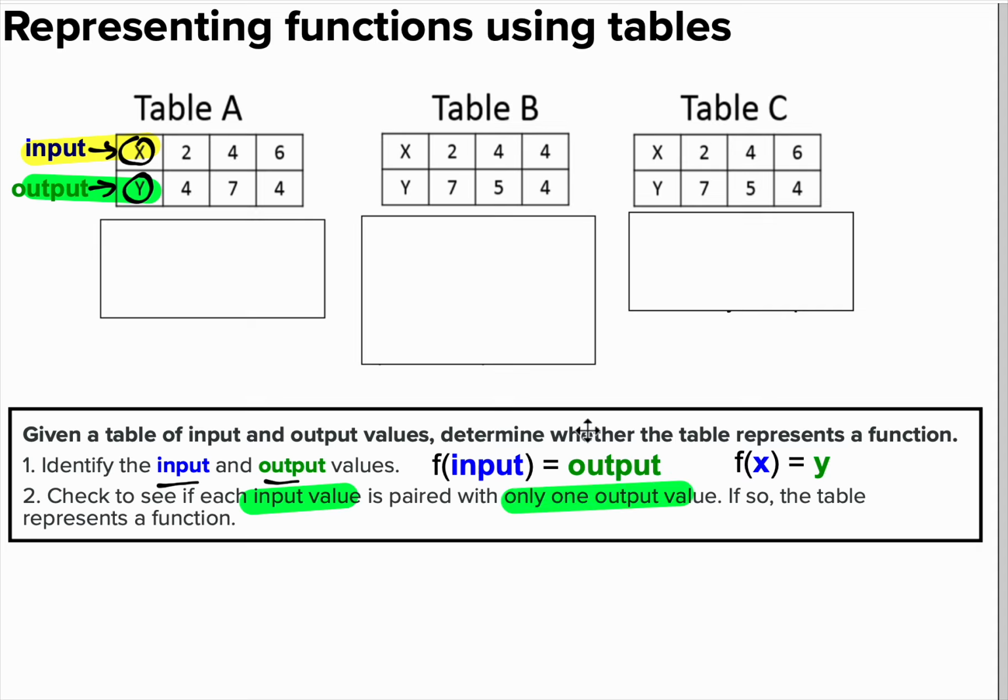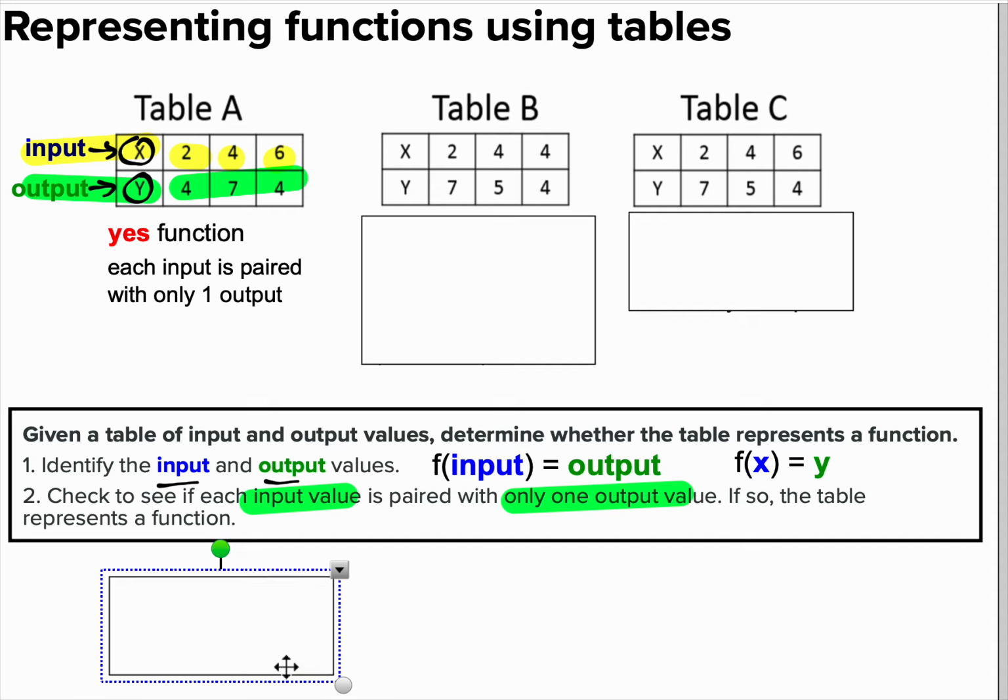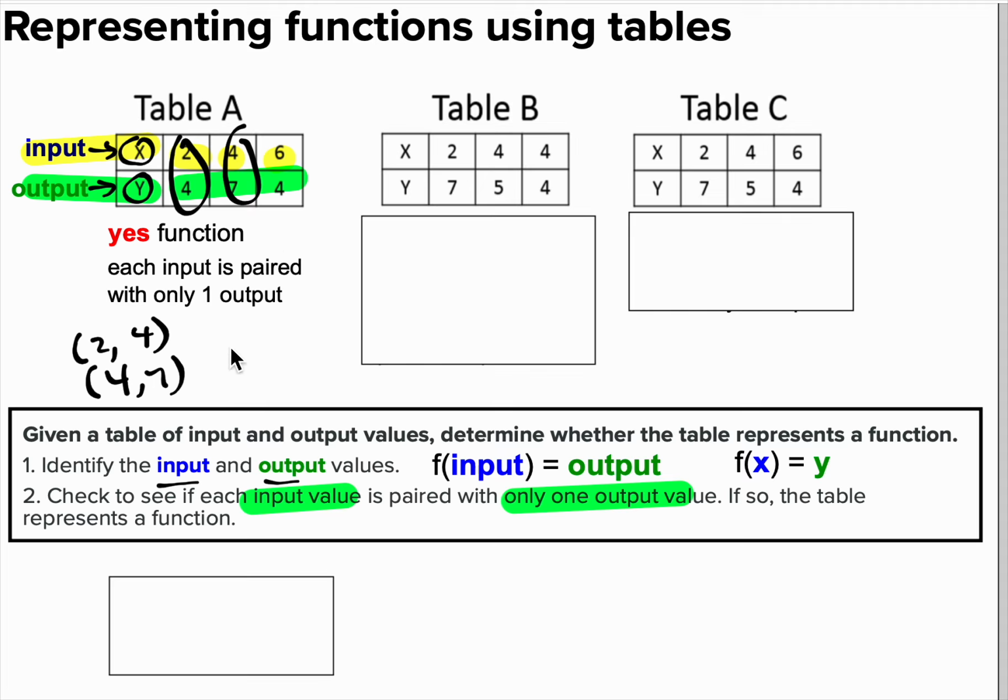And so we want to check, is each input paired with only one output? So what I want to do here is scan my inputs. The inputs don't repeat at all, which means that for my outputs, I'm not going to have more than one output. So this, in fact, is a function. Each input is paired with only one output. If I want to write them as ordered pairs, I can say when I input 2, I output 4 right here. When I input 4, I output 7 here. And when I input 6, I output 4.